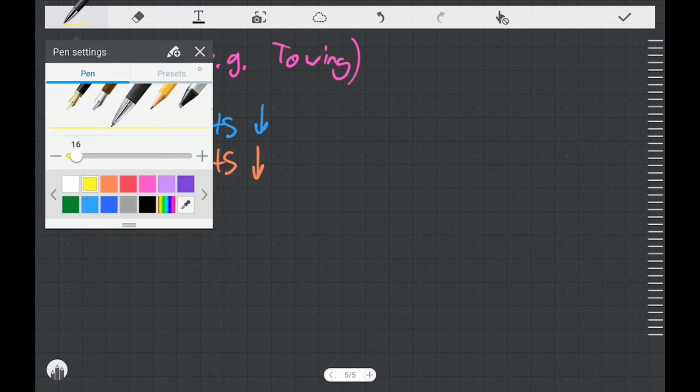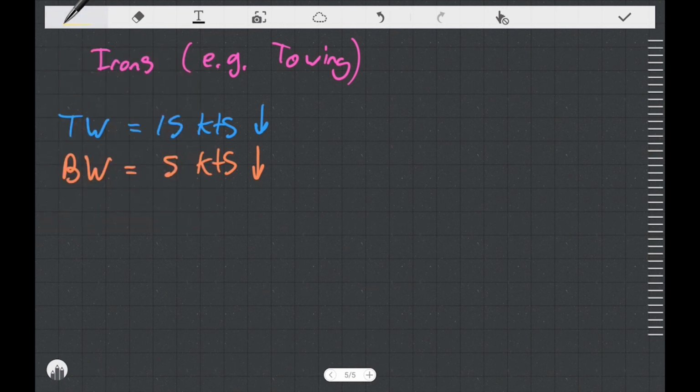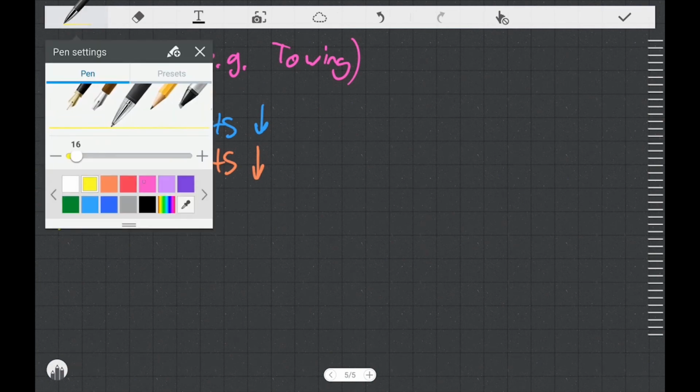The last thing that we're going to ask ourselves is, what is the apparent wind doing? So let's start by drawing our boat.